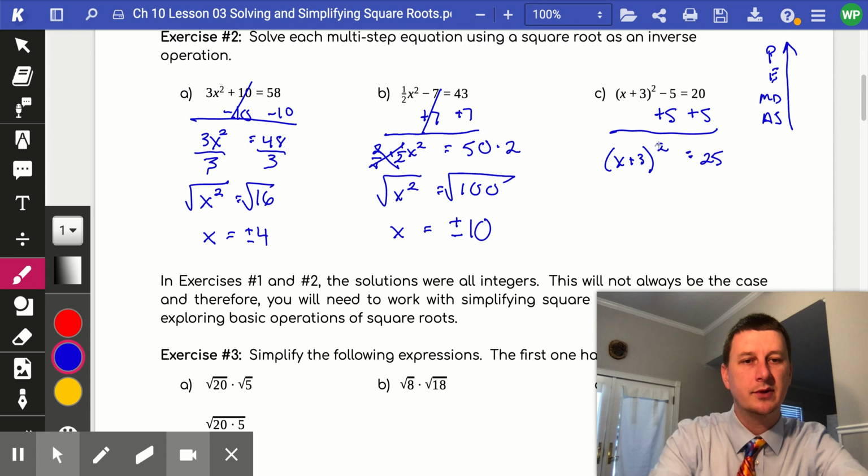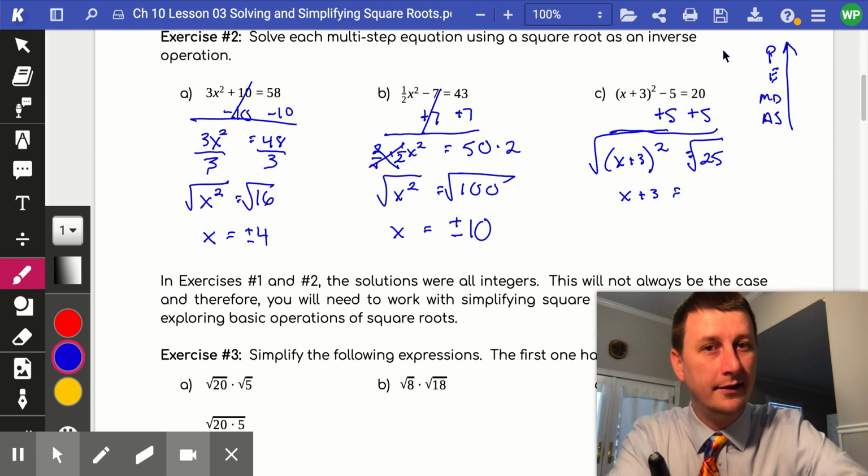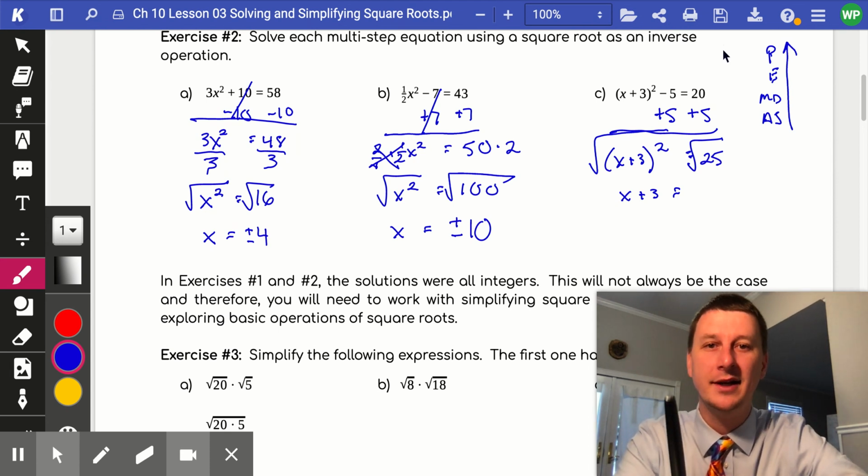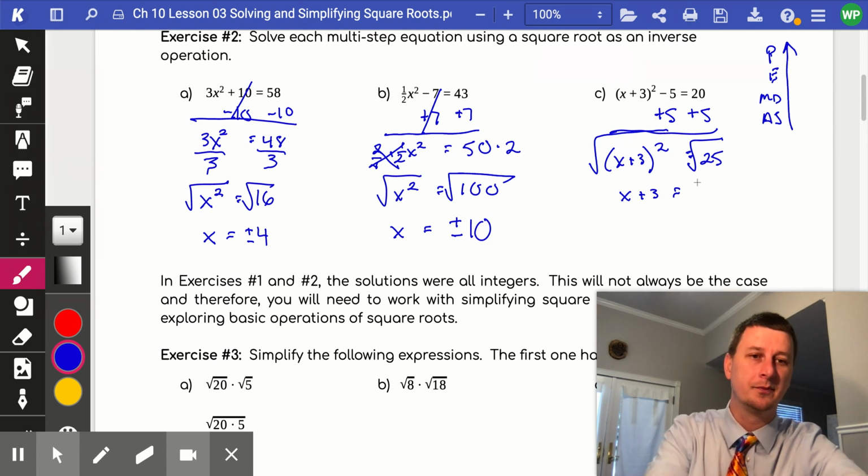So how do I undo a square? I'm going to take the square root of both sides of this equation. That square root only undoes the square. So what I'm going to be left with is x plus 3 is equal to, and the square root of 25, don't say 5, because it's not 5. It's positive or negative 5. Two answers for each square root, a positive and a negative 5.